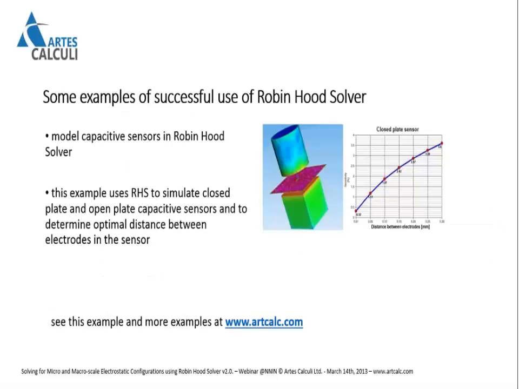There are many examples of successful use of Robinhood Solver. Many of them are shown on our website at www.artcalc.com. One of the examples shows how to model capacitive sensors in Robinhood Solver. The example uses Robinhood Solver to simulate closed plate and open plate capacitive sensors, and then to determine the optimal distance between electrodes in the sensor. This is important for designing touch screens and similar devices.